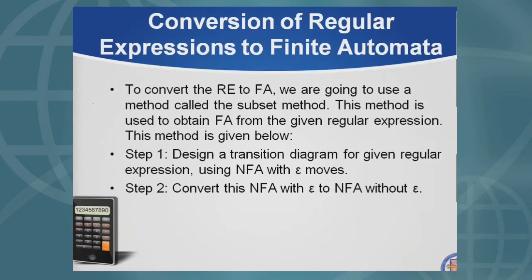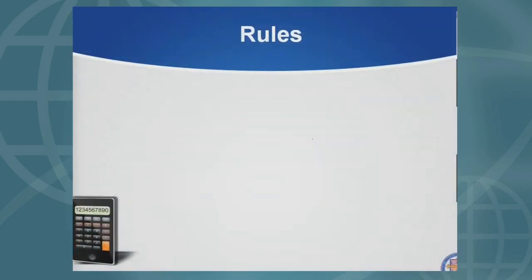This method is used to obtain FA from the given regular expression. This method is given below. Step 1: design a transition diagram for the given regular expression using NFA with epsilon moves or null moves. Then step 2: convert this NFA with epsilon to NFA without null move. I will write the 3 rules for this conversion of regular expression RE to FA, finite automata.